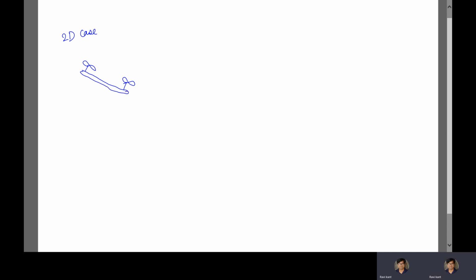So let's suppose our coordinate system is such that we have the y-axis here, the z-axis down, and the x-axis into the plane of the paper. But we are going to study the two-dimensional case in the yz plane. This is the orientation, any generic orientation of the 2D drone.